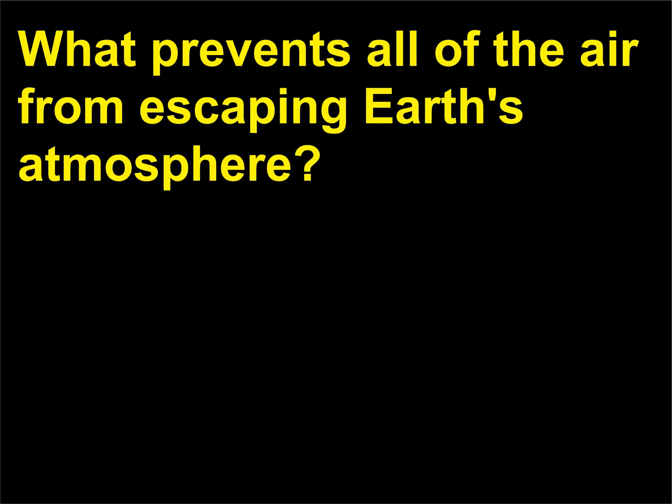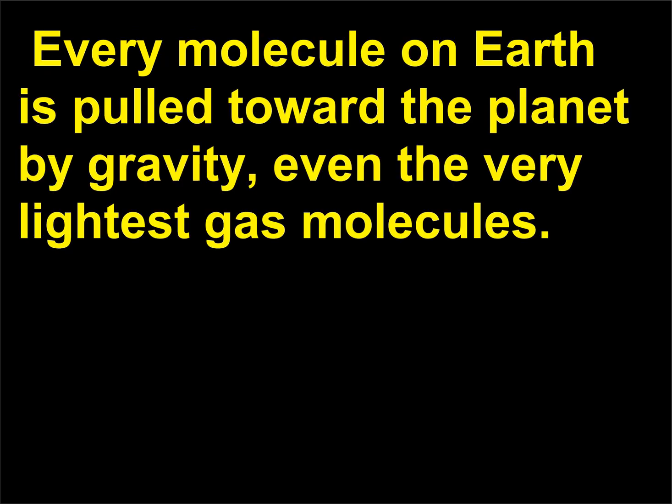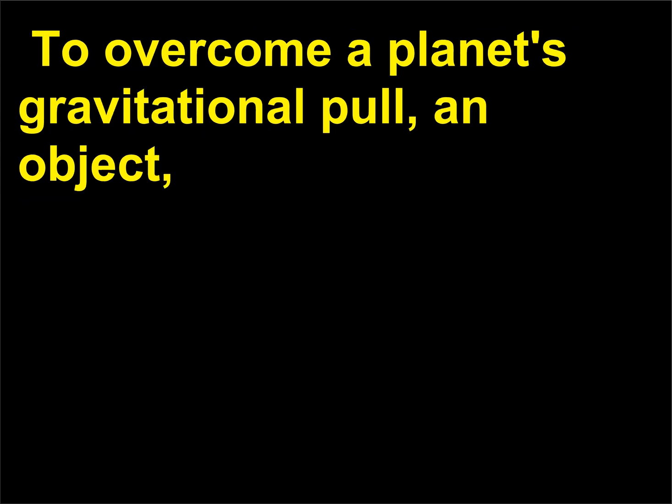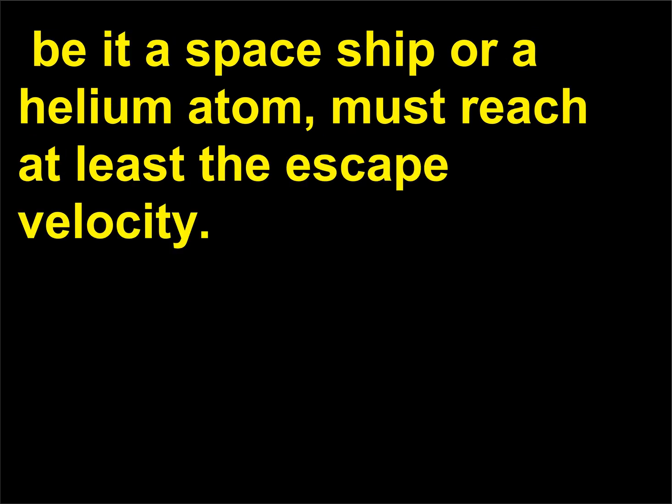What prevents all of the air from escaping Earth's atmosphere? Gravity. Every molecule on Earth is pulled toward the planet by gravity, even the very lightest gas molecules. To overcome a planet's gravitational pull, an object, be it a spaceship or a helium atom, must reach at least the escape velocity.